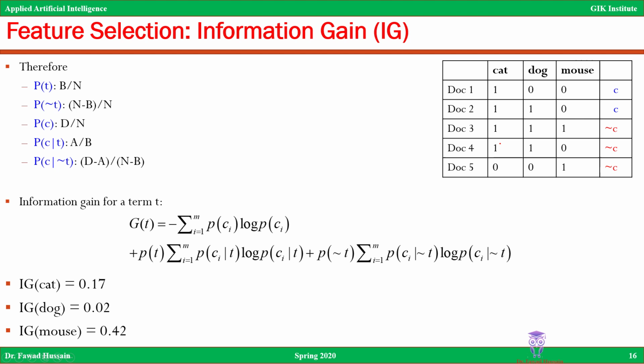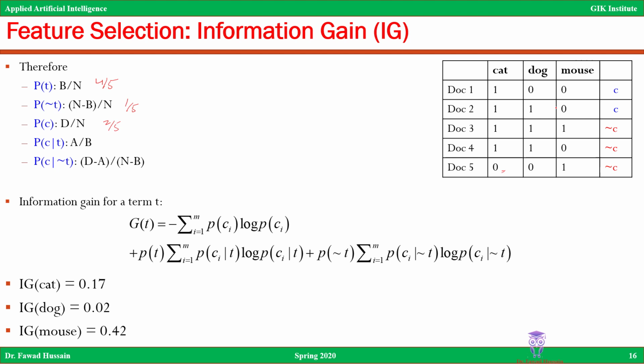So here I can simply calculate again. What's the probability of T? There are 5 documents, T occurs in 4 of them. So this is going to be 4/5. What's the probability of not T? This is going to be 1/5. There's only 1 document where T does not occur. What's the probability of C? This is going to be 2/5 because it's an independent probability. There are 5 documents, 2 of them belong to C.